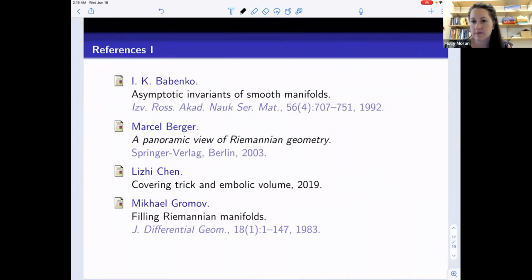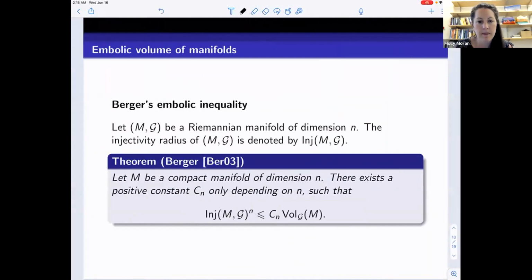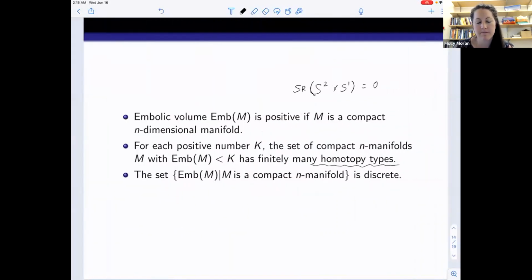In my personal preference, I think the embolic volume is a much better candidate because when we consider embolic volume, we only need to consider all compact manifolds. But for systolic volume, for example, for S2 cross S1, the systolic volume is equal to 0. And also, I think embolic volume has nicer properties. For example, we already know that the set of values for embolic volume is discrete. This is a result from differential geometry.